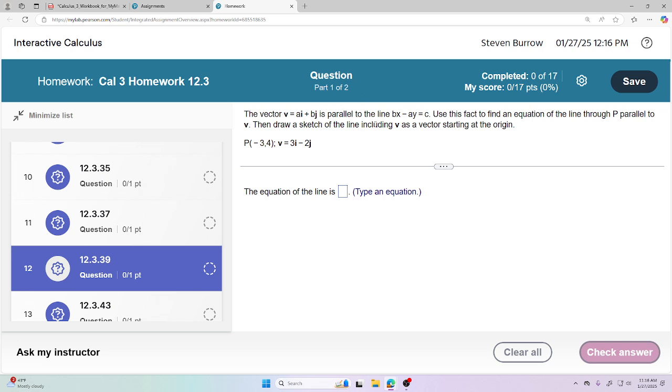So a vector is parallel to this line. Find the equation that P is parallel to V. Draw a sketch of the line. That's part B, including V starting at the origin. So the equation of the line. Oh yeah, okay. We could definitely do this.